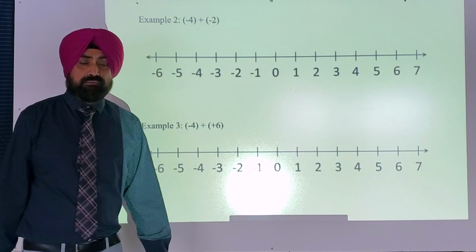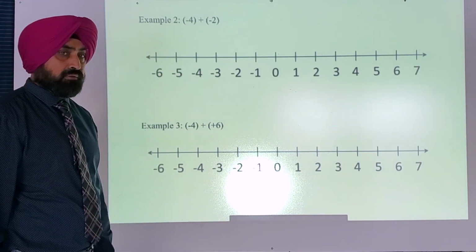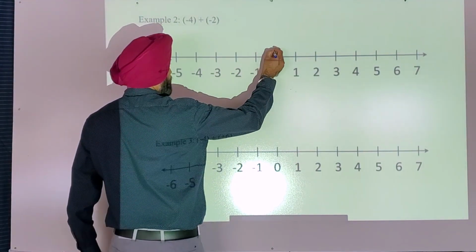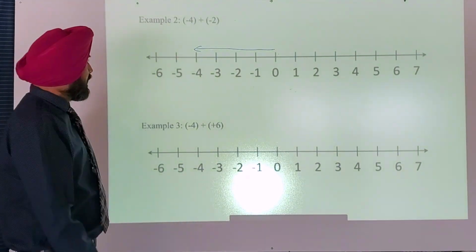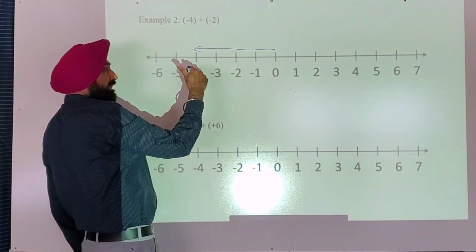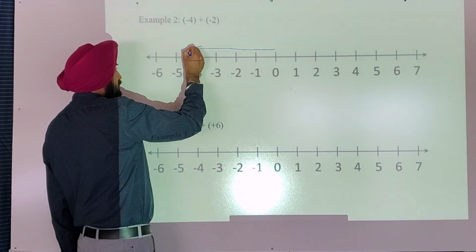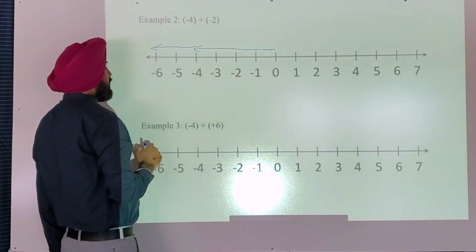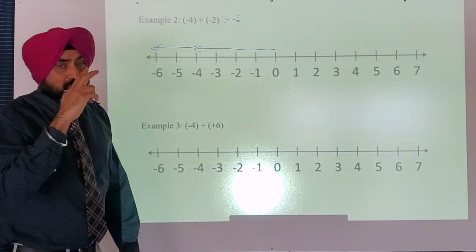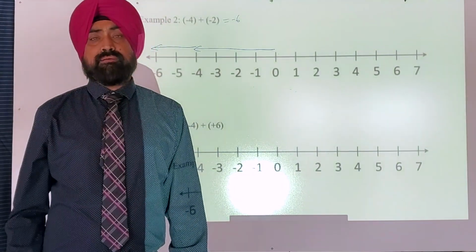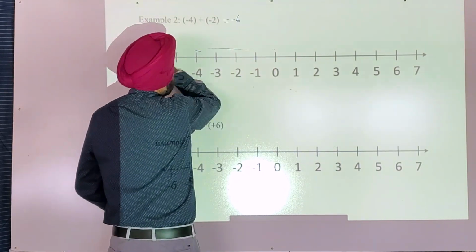Okay, let's see example number 2, negative 4 and negative 2. Negative 4 means we start from 0 and go 4 units to the left. It will end up at negative 4. Now we are adding negative 2, so again we go to the left. We ended at negative 4, so we add 2 more. 1, 2 to the left. It will end up at negative 6. So the answer is negative 6. Using the rules I explained, if both are negative, we add and the sign is negative. So negative 4 and negative 2 is negative 6.